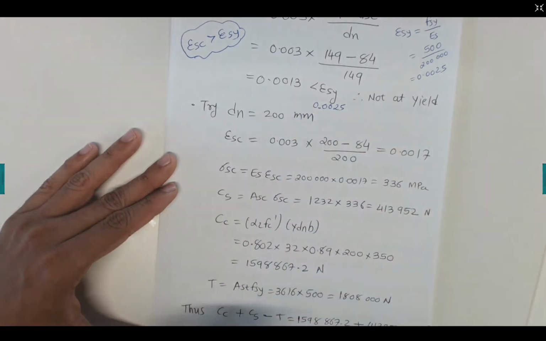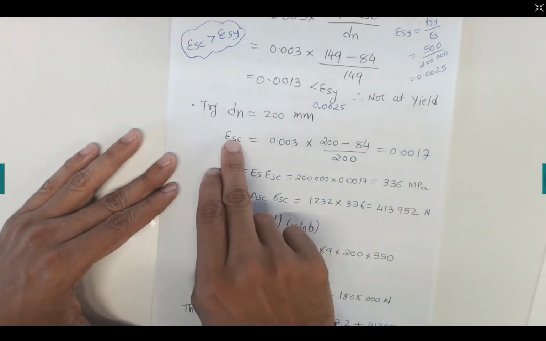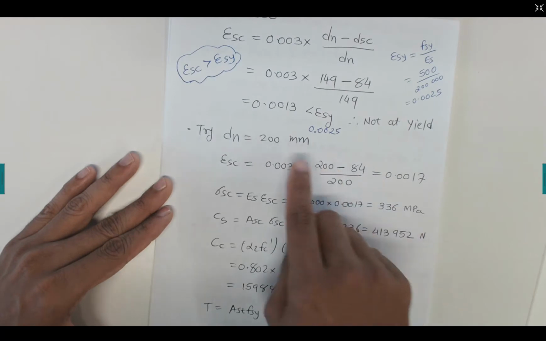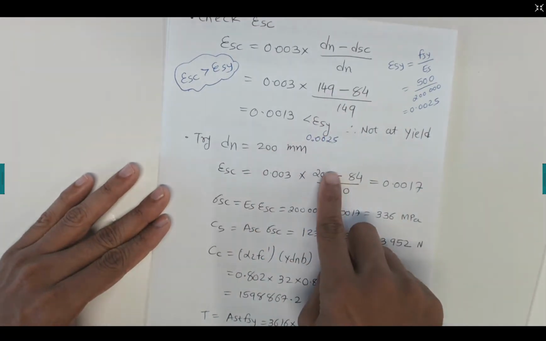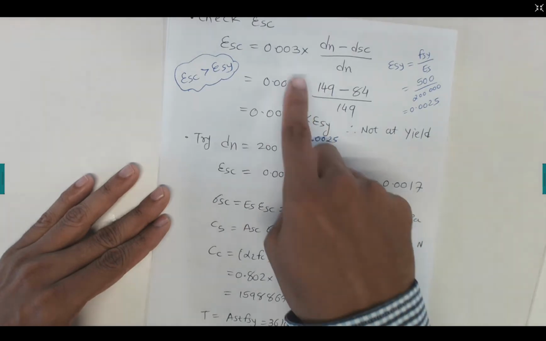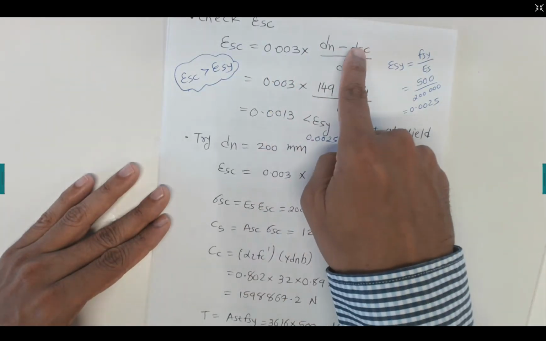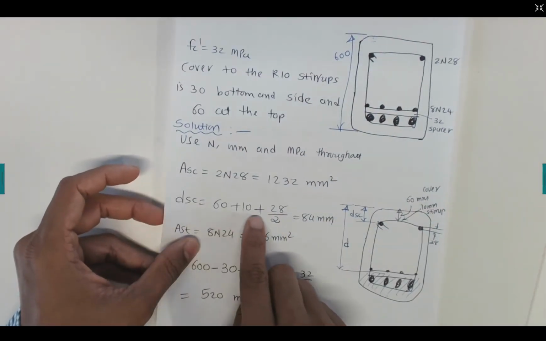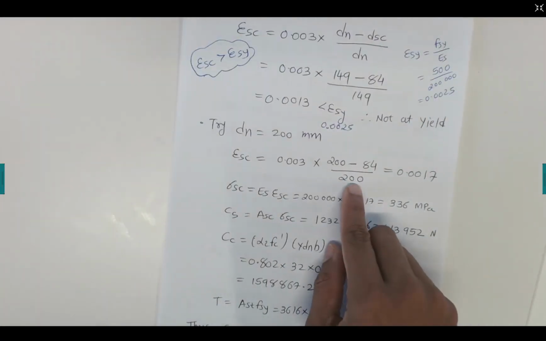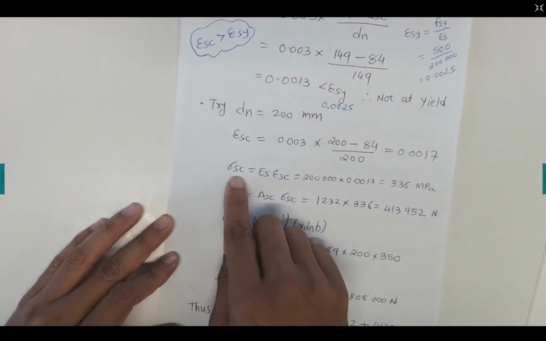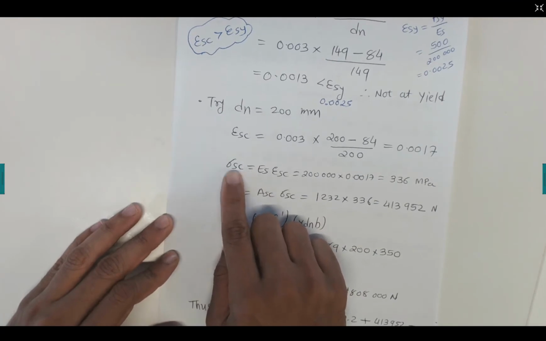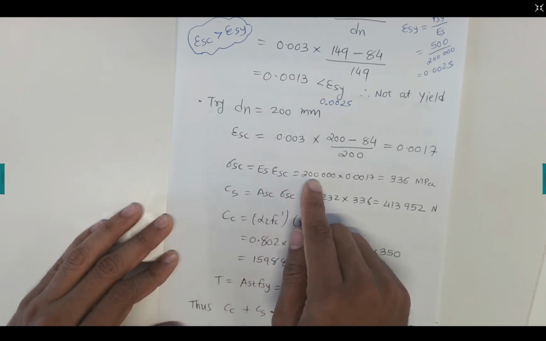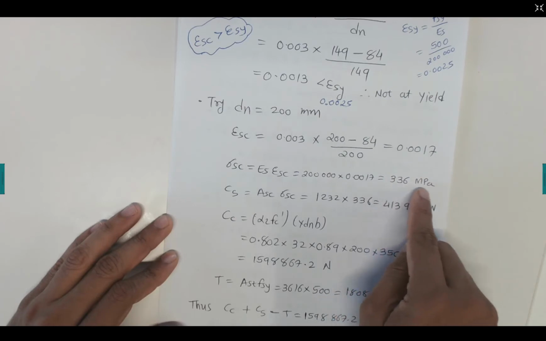We need to do these procedures again, like calculating the compression strain in the top reinforcement that we calculated here, using the same equation, but this time instead of 149 we are substituting 200 millimeters. So 0.003 times (dn, which is 200, take away dsc, 84; dsc we calculated in the last video) over dn 200 gives us 0.0017. Again we calculate the compression stress in the top reinforcement bar by Young's modulus times strain. Young's modulus of the steel reinforcement, 200,000, times this 0.0017, gives us 336.